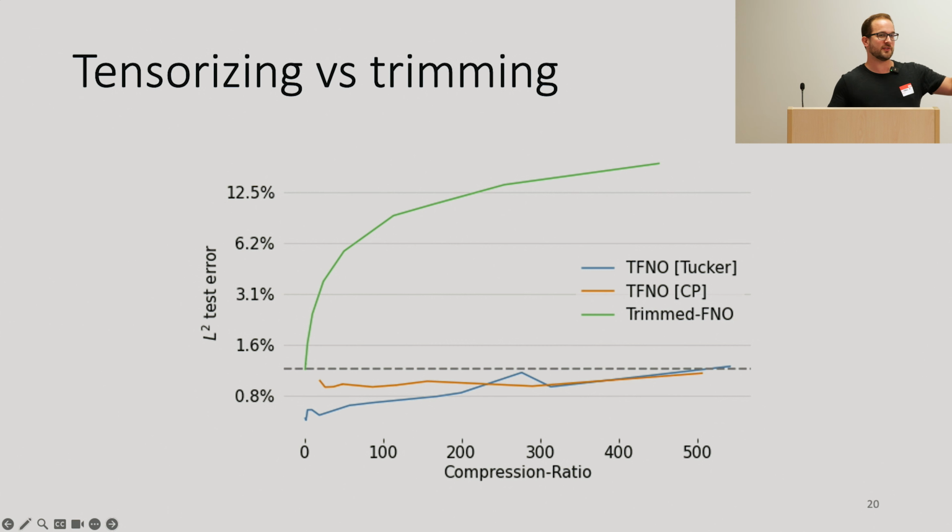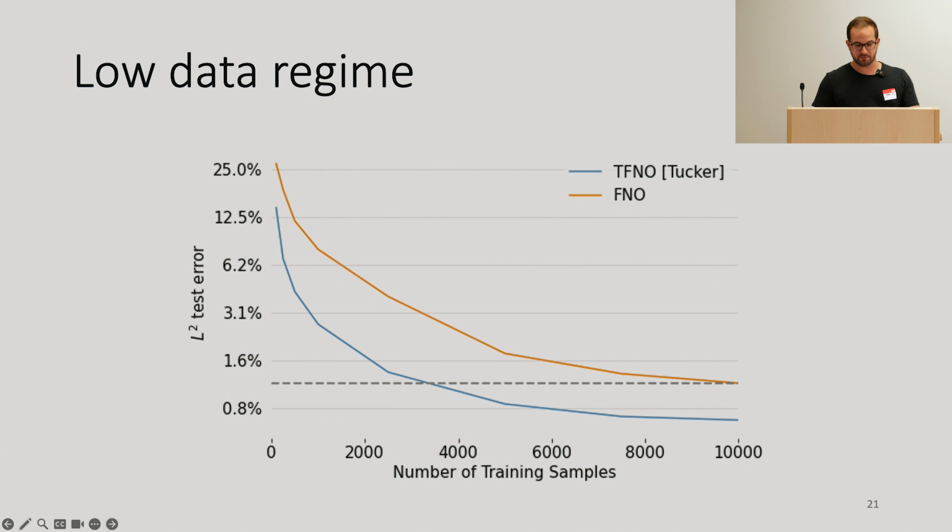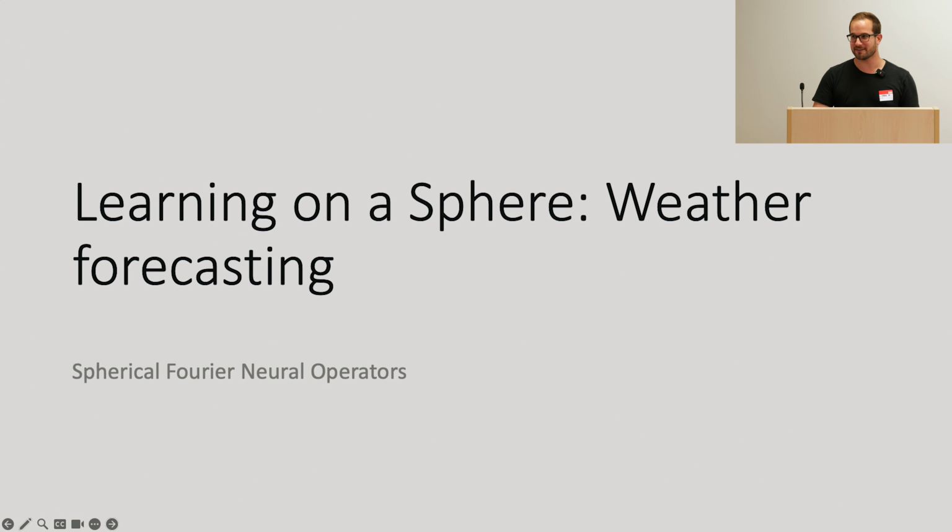And if you decide to just trim your model instead of using factorization, performance decreases very quickly. So it is a really principled way to do this compression. And it also helps in the low data regime. So actually, if you have fewer training samples, tensorization helps you to prevent overfitting. So anyway, that was a quick parenthesis on how we can bring tensor methods to this.